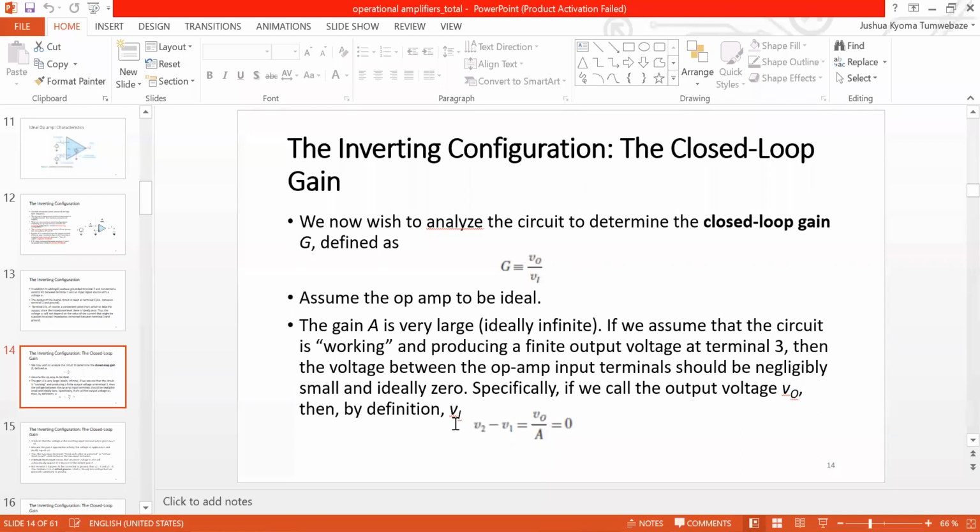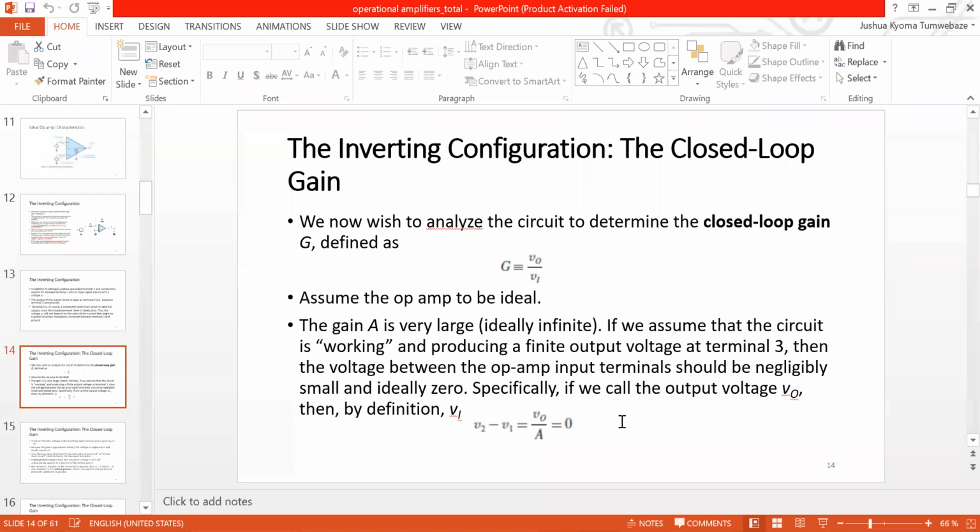We know that V0 is equal to A times V2 minus V1. If I make the difference voltage between V2 and V1 equal to V0 over A, and when I let A tend to infinity, then V0 over A will tend to 0, which will imply that V2 minus V1 is equal to 0.